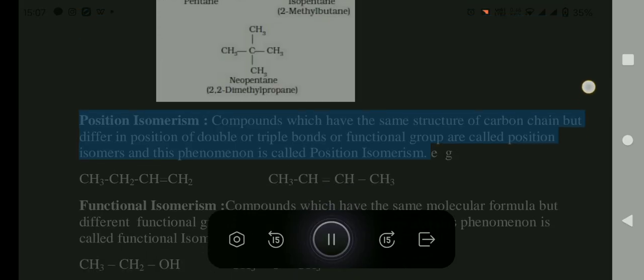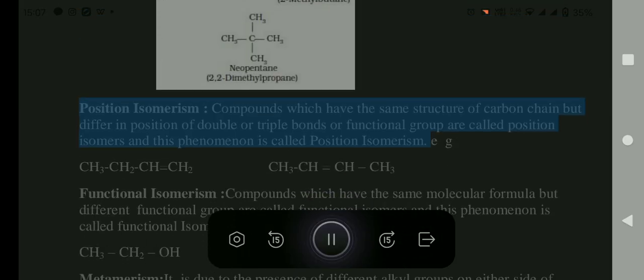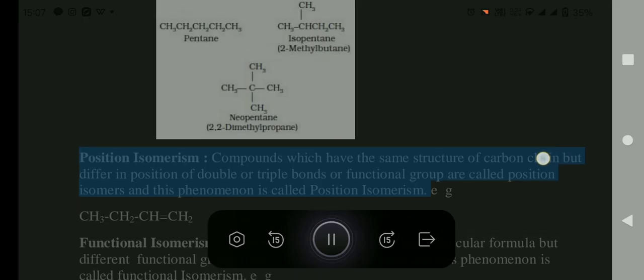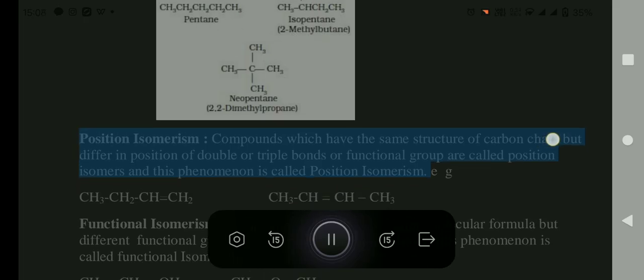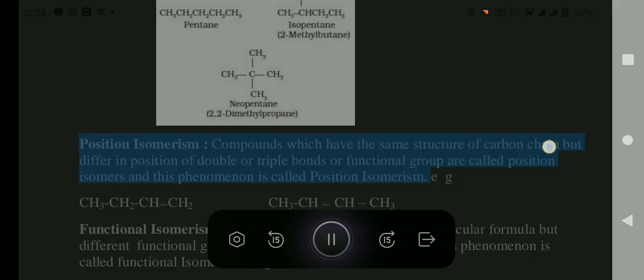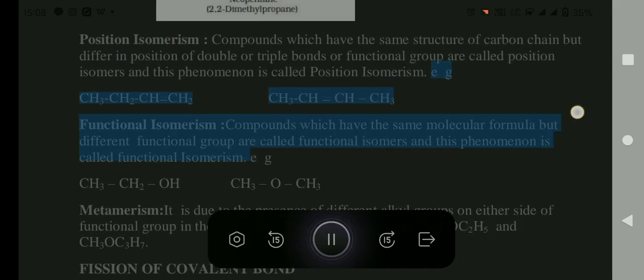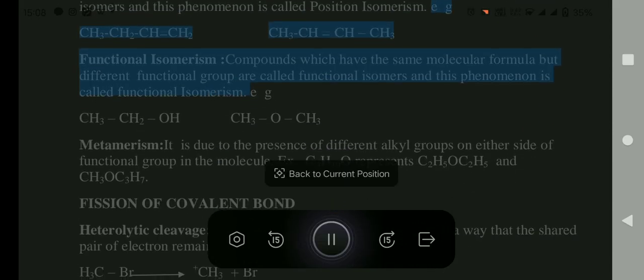Position isomerism. Compounds which have the same structure of carbon chain but differ in position of double or triple bonds or functional group are called position isomers, and this phenomenon is called position isomerism. E.g. CH3CH2CH=CH2, CH3CH=CHCH3.